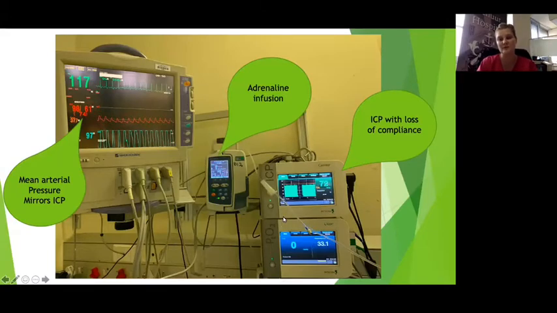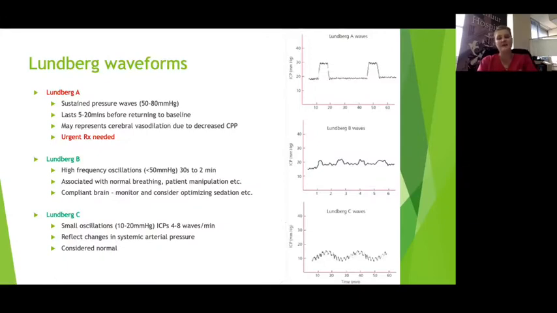Then I didn't have this in because Lundberg waveforms are quite archaic. It doesn't help you that much, but you guys apparently still get asked this in your part 2 anaesthetic exams. And all I will say, so this is a little summary for you, and I can't see that you need to know more about Lundberg waveforms than this. There's mainly 3 types, the Lundberg A, B, and C waveforms.